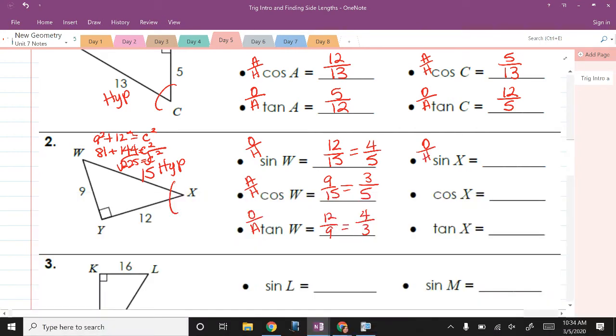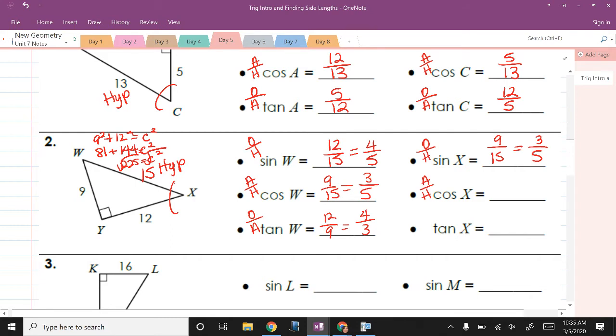Now, what side length is opposite from angle X? 9 over what's the hypotenuse of the whole triangle? 15. And what does that reduce to? 3/5. And that should be the same thing as cosine W, isn't it? Yeah. So cosine of X is adjacent over hypotenuse, right?